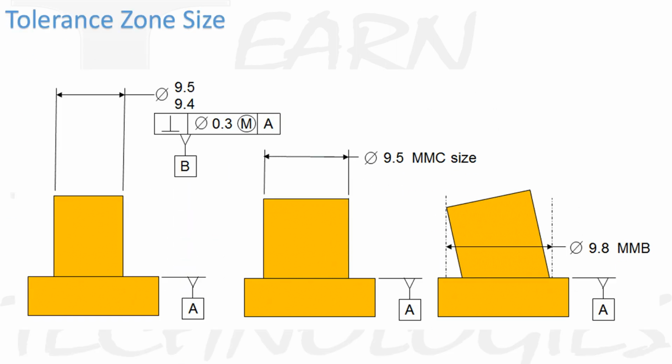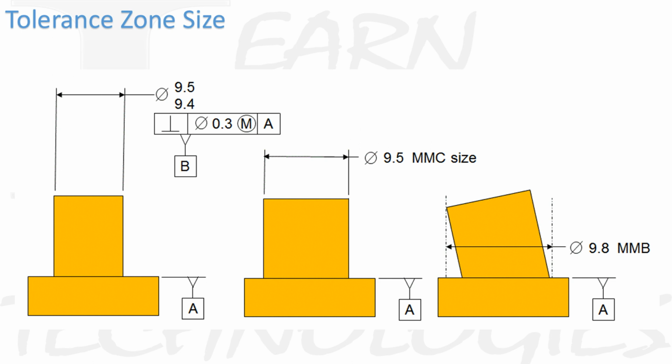The next one is tolerancing zone size. This is the main part of the tolerancing value. Most of the time in college days we use this only, like limit tolerance, symmetrical tolerance, basic tolerance. It has many types and many names in different countries.